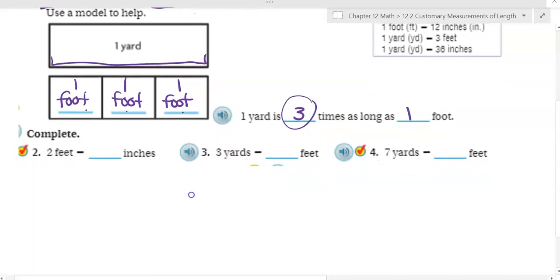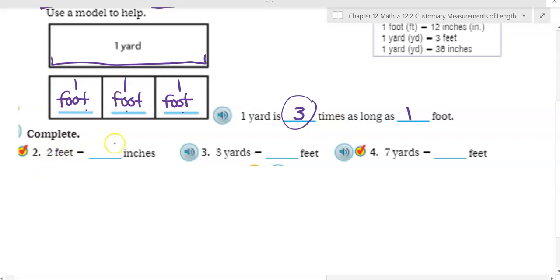Okay, let's go ahead and pause the video and see if you can solve 2, 3, and 4 on your own, and then unpause when you're ready to check your work. Okay, welcome back. Let's go ahead and check your work.